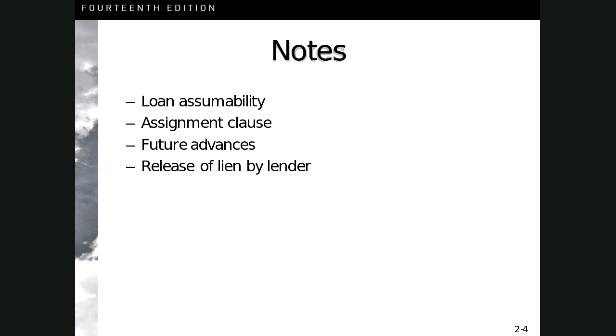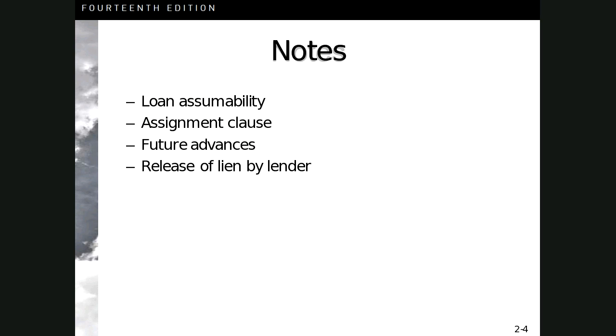Okay. Then we have future advances. What is future advances? Well, some borrowers like it, some borrowers don't. Basically it says that in case you need some money over the time you've been paying the mortgage, maybe you can borrow from the same lender at the same rate, up to a certain limit.